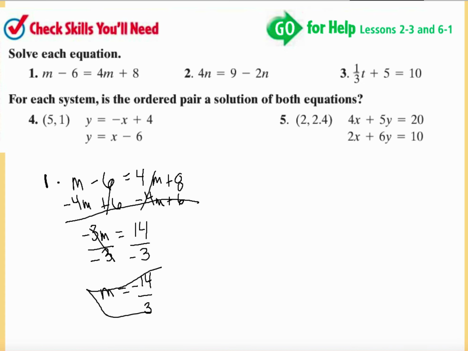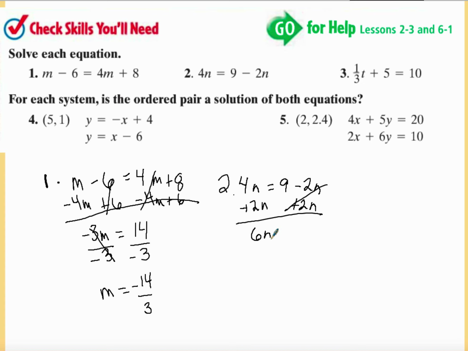Problem number 2 gives us 4n is equal to 9 minus 2n. I'm going to start by adding 2n to the other side. It's best for us to get all of our variables onto the same side and move our numbers or constants onto the other. So I've got 4n plus 2n, which is 6n, and this is equal to 9. So we're going to divide both sides by 6. And we get n is equal to 9/6. This is reducible, so the top and bottom are both divisible by 3, so we'll get 3/2.